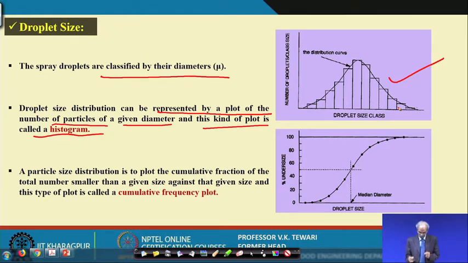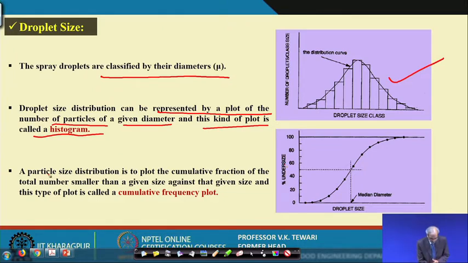Now, when we talk of the droplet size with respect to percentage undersize, when you are trying to find out the particle size distribution, the droplet size distribution is one where we can put this class and the droplet size.